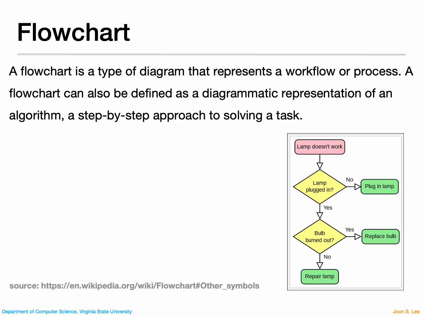First, the flowchart asks, is the lamp plugged in? If not, the solution is to plug it in. If it is, the next question is, is the bulb burned out? If yes, replace the bulb. If not, then you repair the lamp. This is exactly how computers make decisions, step by step, following conditions and branching paths. Flowcharts give us a way to plan that logic visually before we write the actual code.